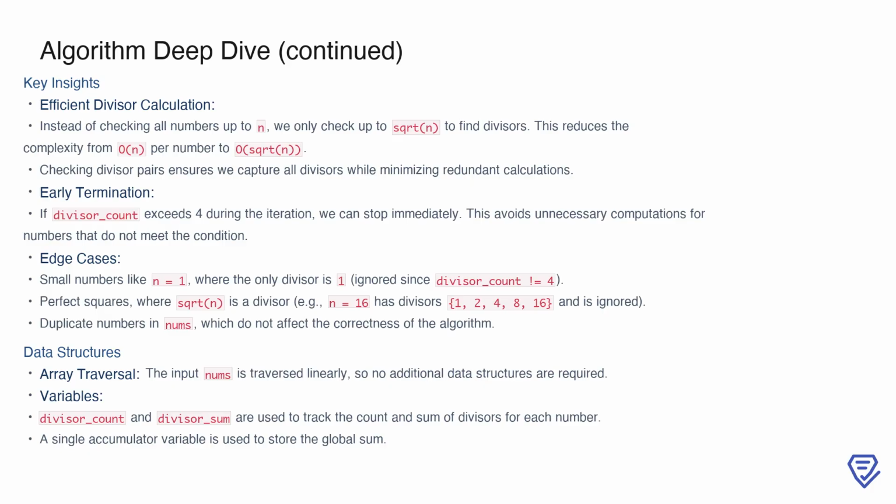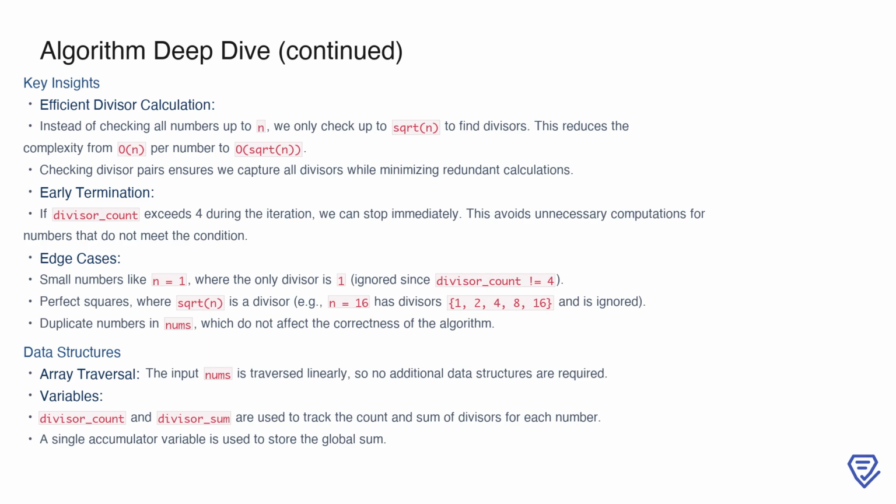If the divisor_count exceeds 4 during iteration, we can immediately stop further checks for that number, saving both time and unnecessary computations. It's also important to handle edge cases. For example, small numbers like 1 are ignored since they don't have exactly 4 divisors. Perfect squares, such as 16, require special attention because their square root contributes as a single divisor.